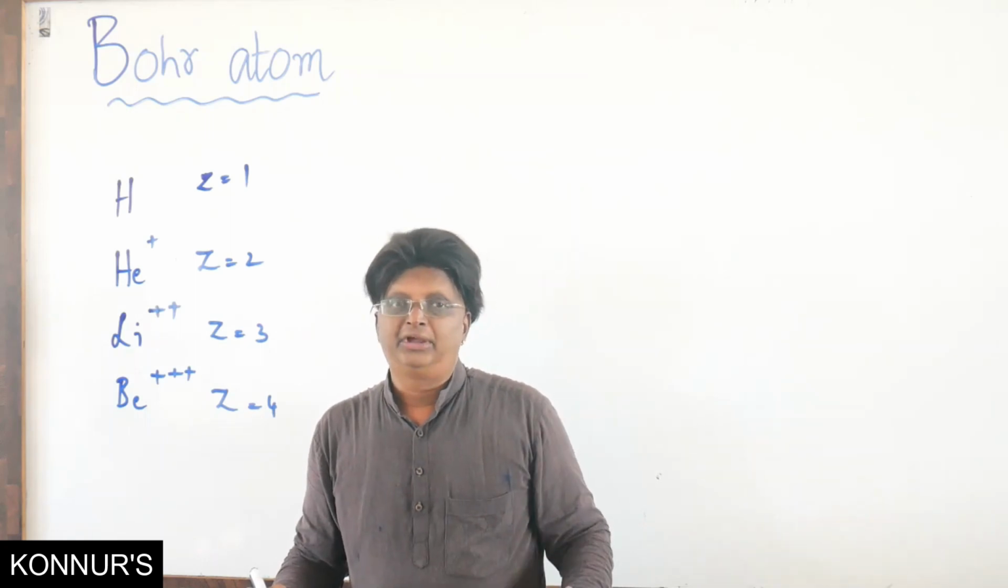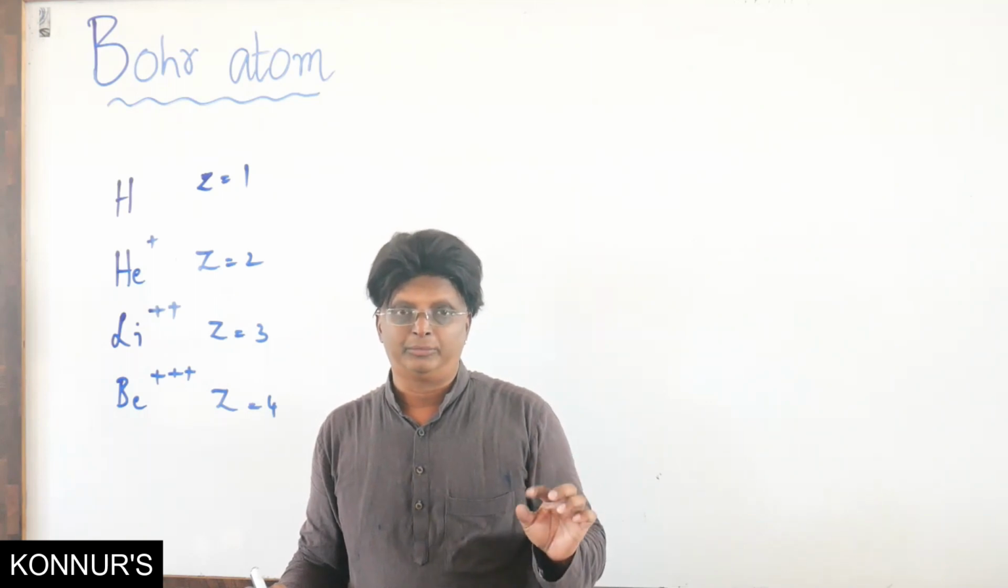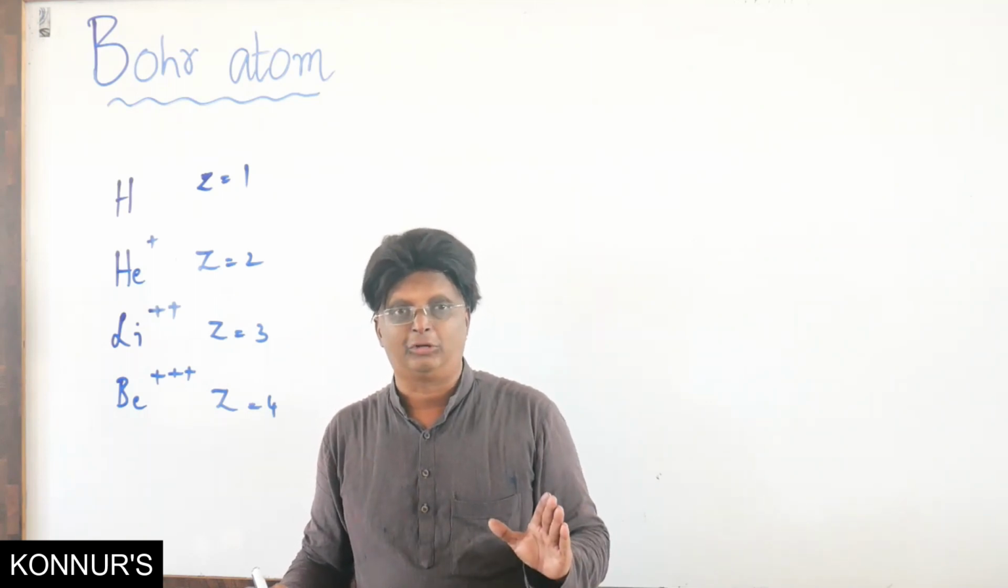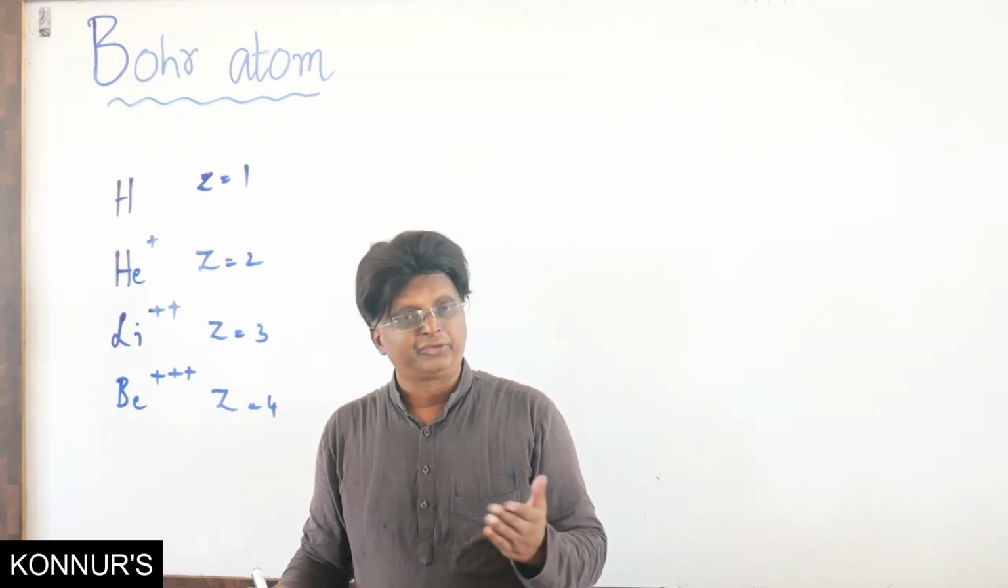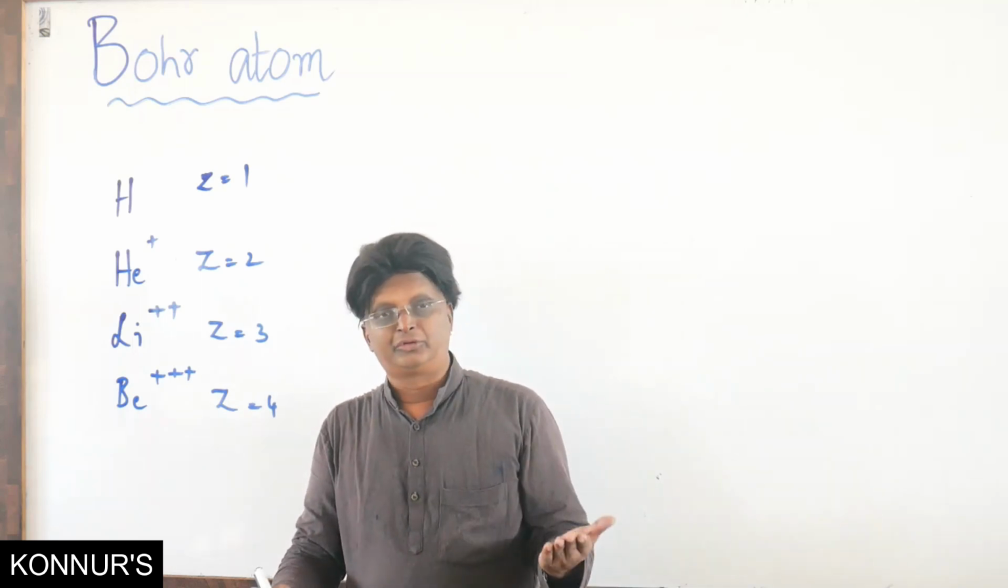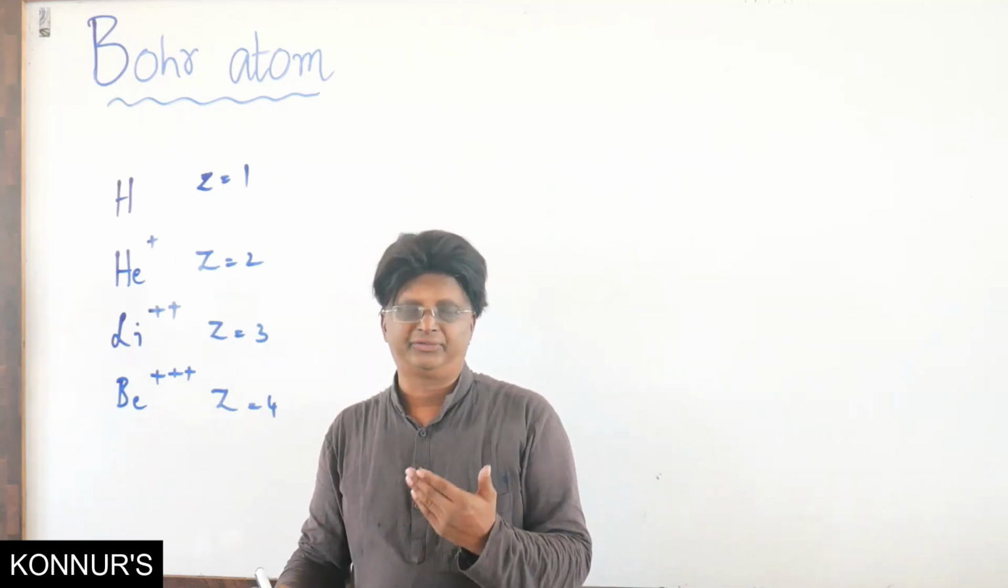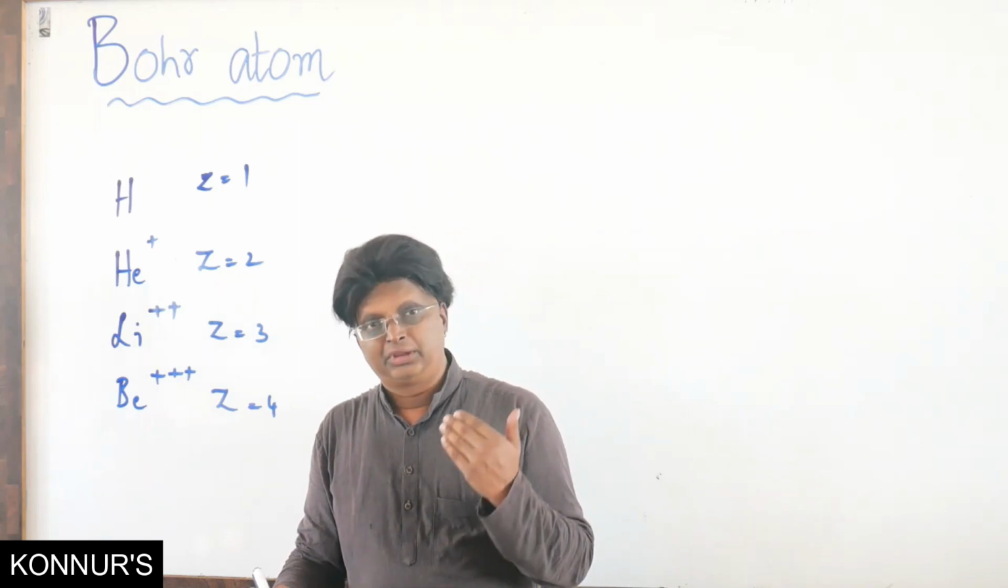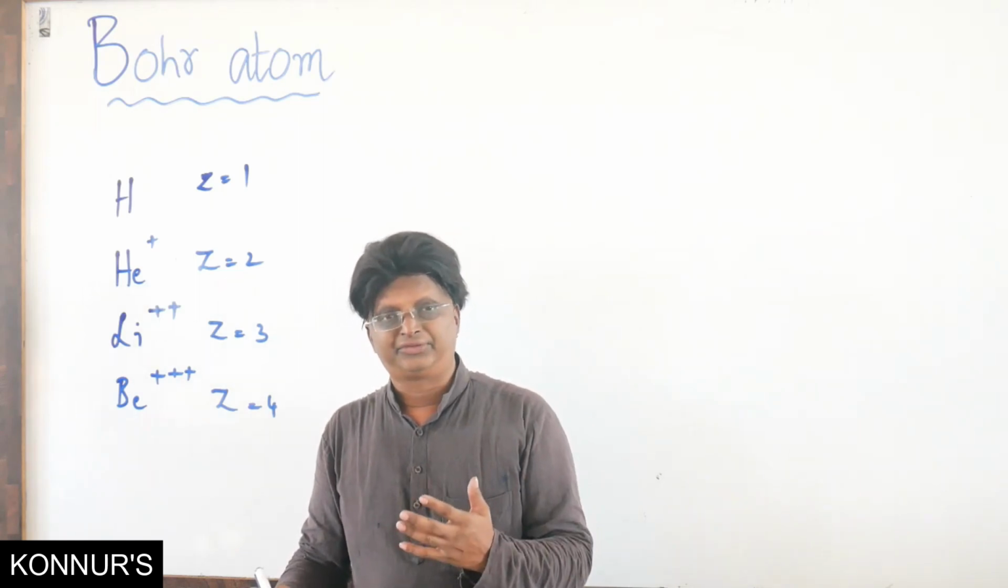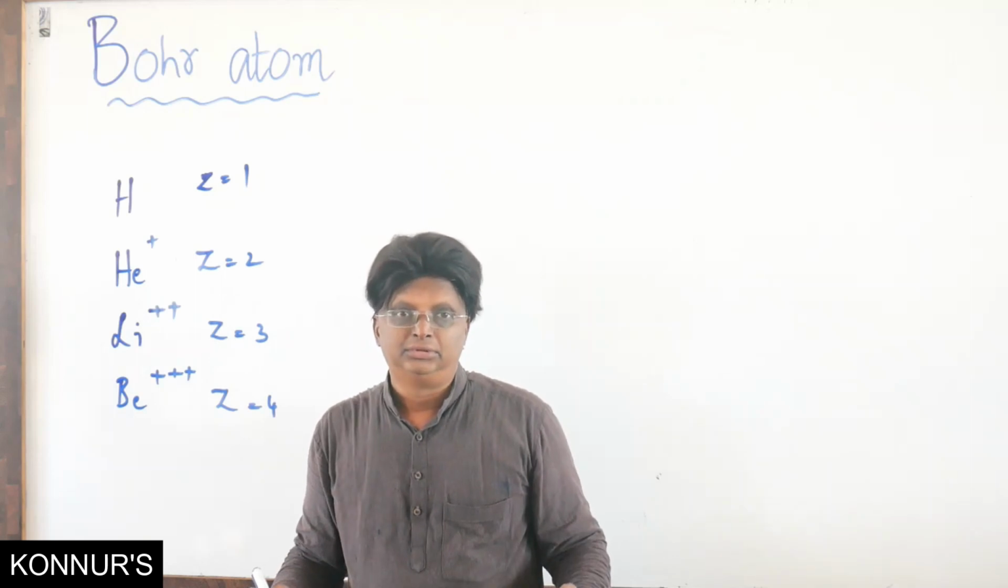First postulate says that all the electrons revolve around the nucleus in different circular orbits and they are called stationary orbits. Remember, this is the difference between the Rutherford model and the Bohr model. Bohr says they are stationary energy levels, they are stationary orbits.